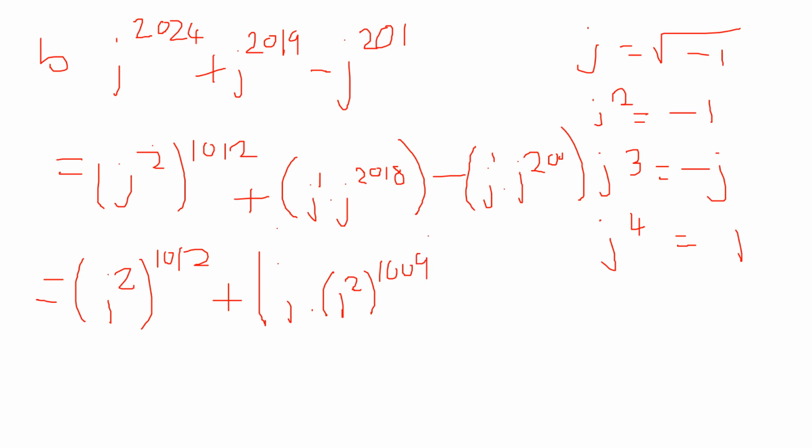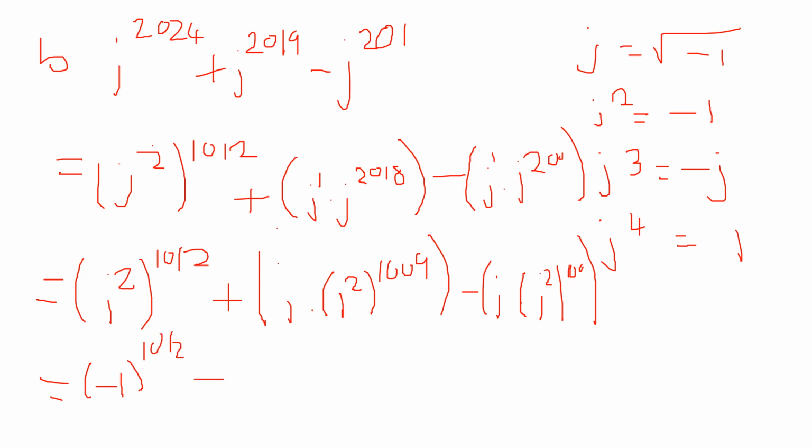Okay, and then I'm going to do the same thing here. j is still j, but then I just want to divide this exponent by 2. It will give me 100, so it's going to be j squared all to the power of 100. Okay, so now at the end, I know what j squared is. j squared is equal to negative 1 all to the power of 1012.